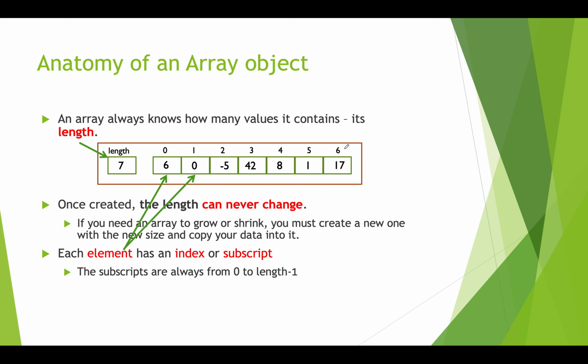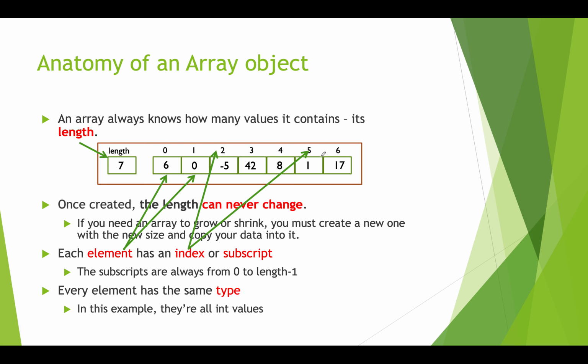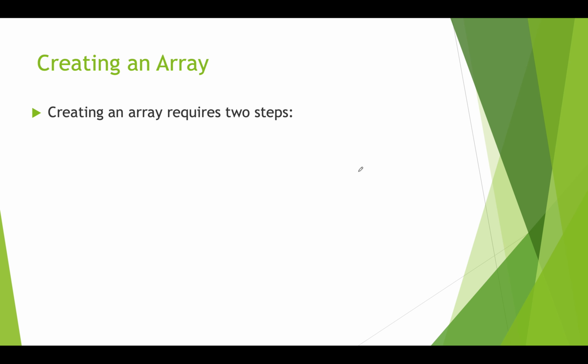So here's the elements, the numbers that are stored in the array, and the indices or subscripts are the numbers that tell us which slot and allow us to refer to and get things out of specific slots in the array. So again, every element here has the same type. Notice these are all ints. None of them are floats, none of them are chars, none of them are strings. It's all the same type.